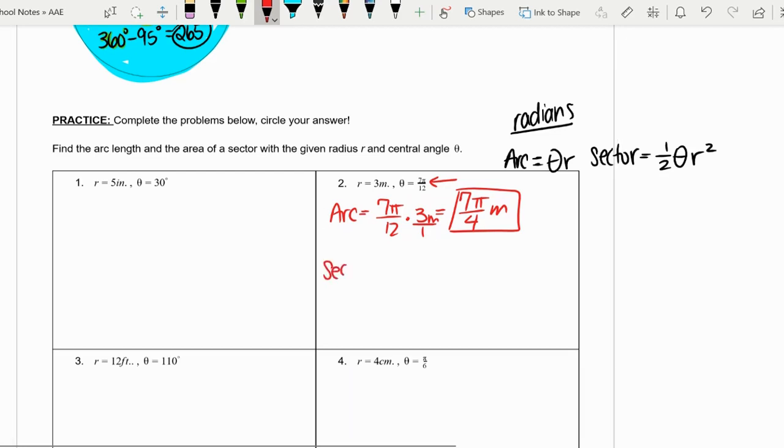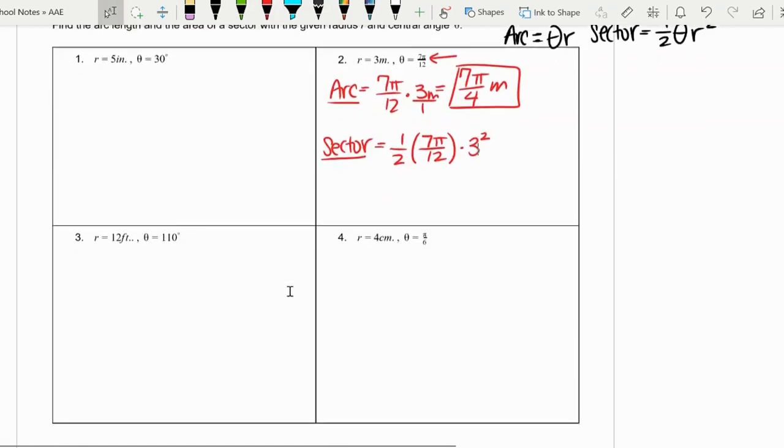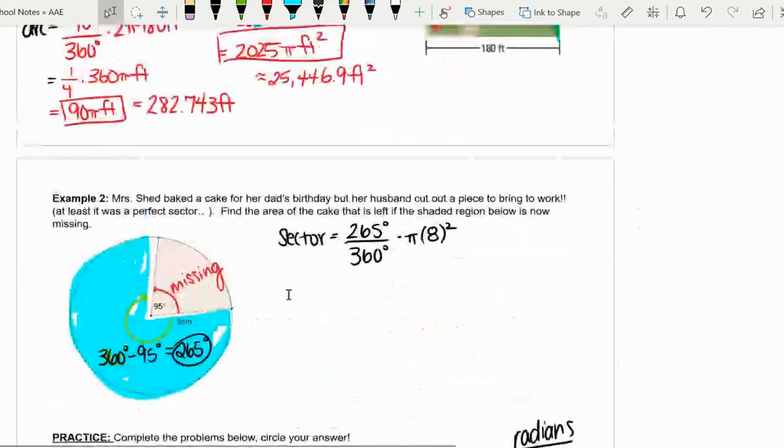And then the same thing for the sector. So that's going to be 1/2 our angle, 7 pi over 12 times the radius squared. So that's the start for that one. You guys can simplify, try the rest of these out, and post your work.